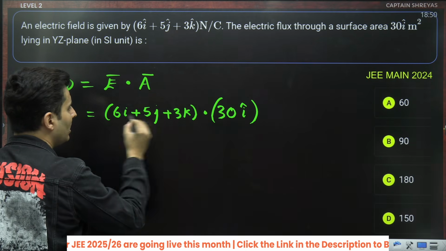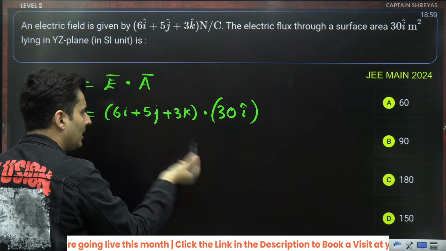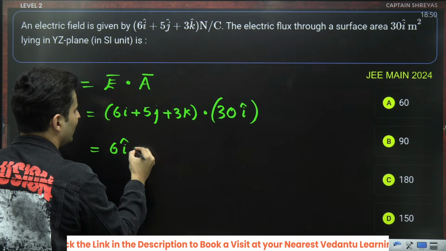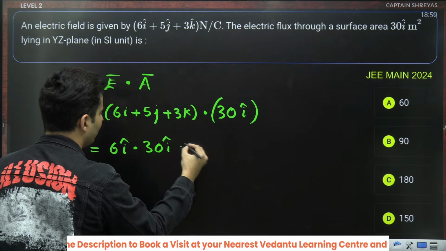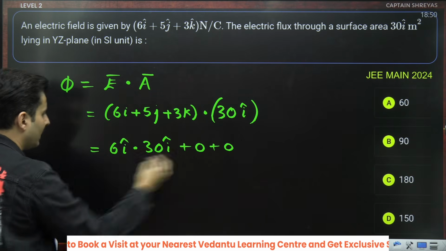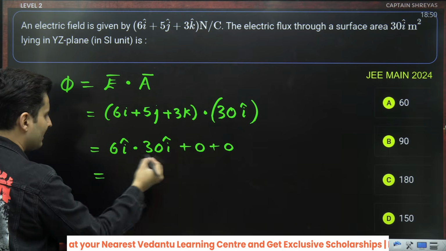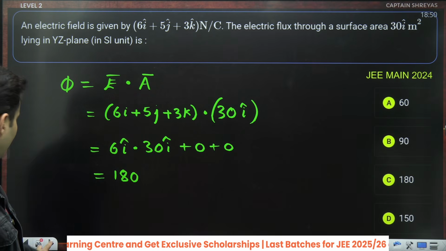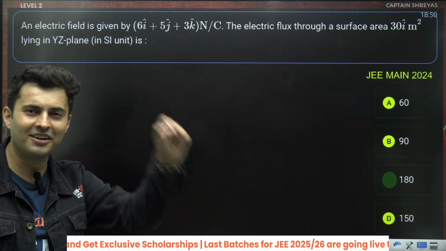I cap will only multiply with I cap. J and K, it can't multiply. It will end up being 0. So 6 I cap into 30 I cap is what is going to be left over. Rest all terms of J and K will be 0. So I into I is 1. 6 into 30, guys, that's going to be 180. 180, C for Captain Shreyas. That is the correct answer.